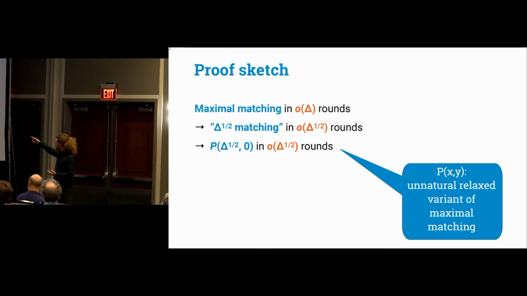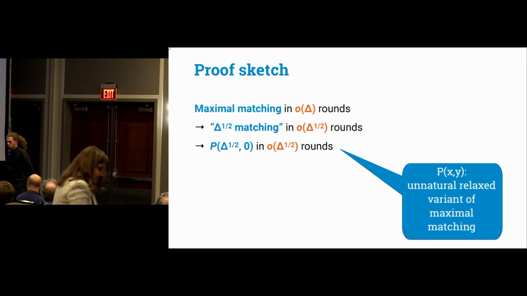In particular, for example, this problem with parameters root delta and 0 is a slightly weaker version than what we know as root delta matching. Okay?